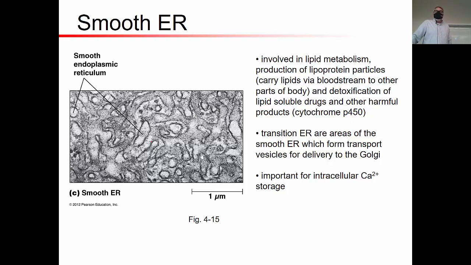Okay. This is where vesicles that are going to deliver materials to the Golgi form, at the interfaces between the smooth and rough ER. And the next part we're going to talk about is sort of fun. This is where the cytochrome P450 enzymes are found.